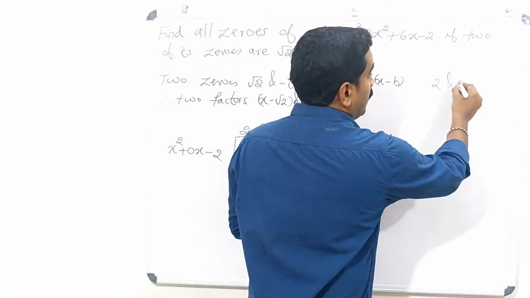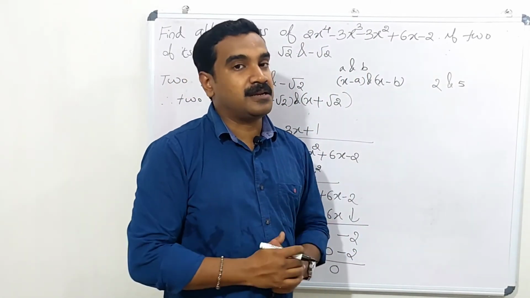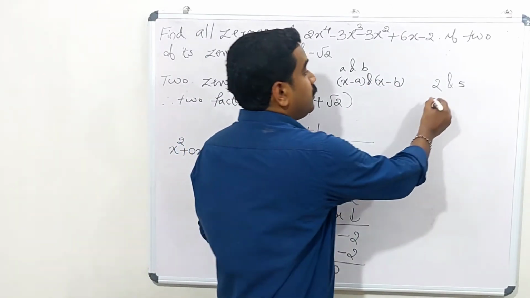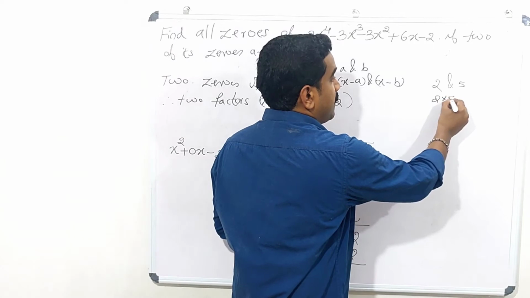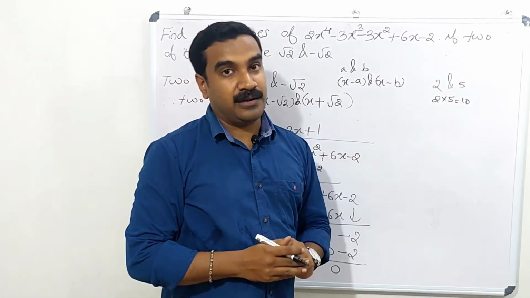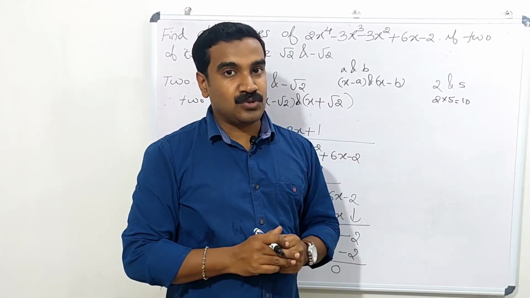5 is also a factor of 100. 100 divided by 5, you will get quotient 20 and remainder 0. So 5 is also a factor of 100. What is 2 into 5? 2 into 5 is 10. That's why we can say that 10 is also a factor of 100. 2 is a factor, 5 is a factor, so 2 into 5 is also a factor.